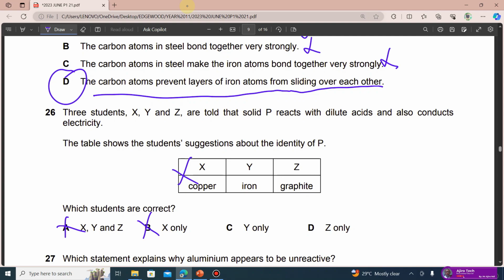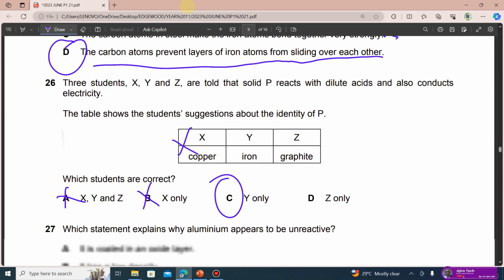Okay, so we are left with just two options, iron and graphite. So graphite, of course, we know conducts electricity, but does it react with acid? Of course, no. So our answer is iron. So 26 is C. Now go to question 27.